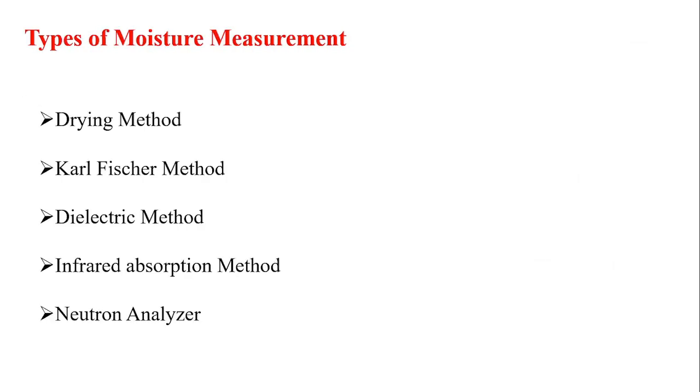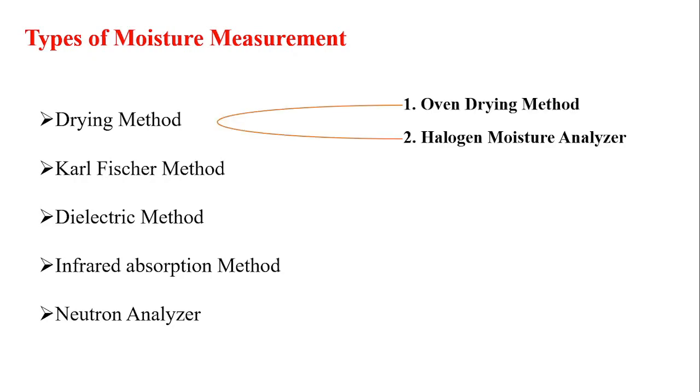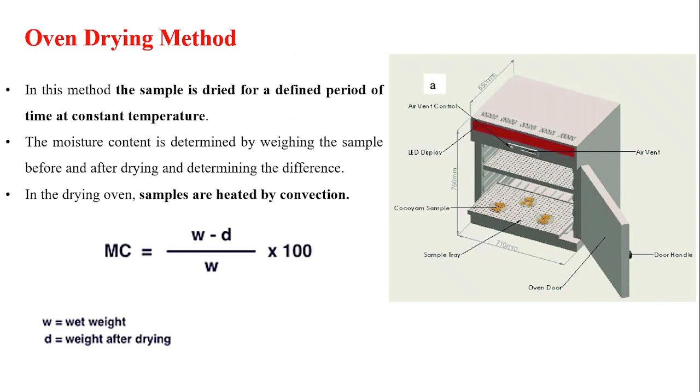There are different types of moisture measurement depending on the requirement. These are drying method, Karl-Fisher method, dielectric method, infrared absorption method, and neutron analyzer. But today we'll be looking at drying methods. Drying methods can be of two types. The first is oven drying method, and the second is halogen moisture analyzer. First of all, look at what is oven drying method.